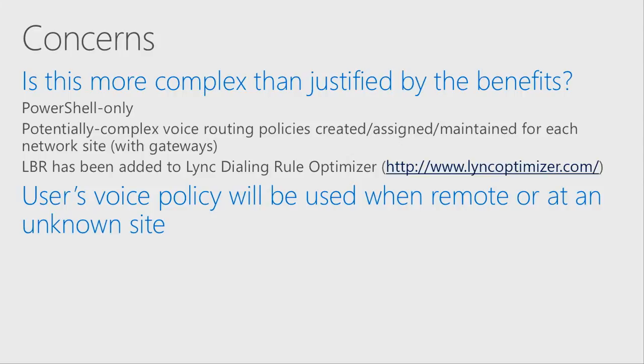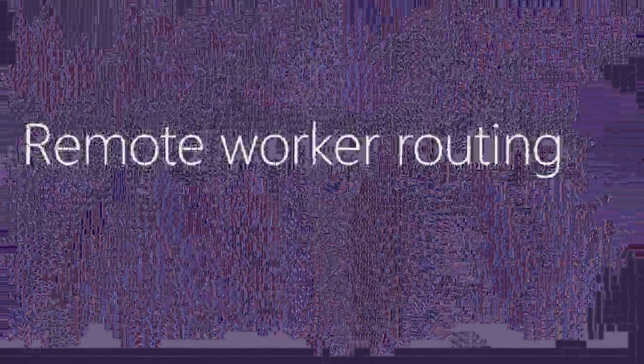The user's voice policy will be used when they're remote. So we talked about if you're at an unknown site, you still have a voice policy that's assigned to you. That policy will be used when you're working remotely. So that's where you might want to use this. If you are working remotely, maybe the policy that's assigned to you says to use a centralized gateway. So you're going out in the data center, shortening that call path, coming in from the edge right to a data center gateway instead of edge back to your branch office out a gateway that's down there. Oh, which is the scenario I was going to talk about next. I should have looked ahead. Remote worker routing.